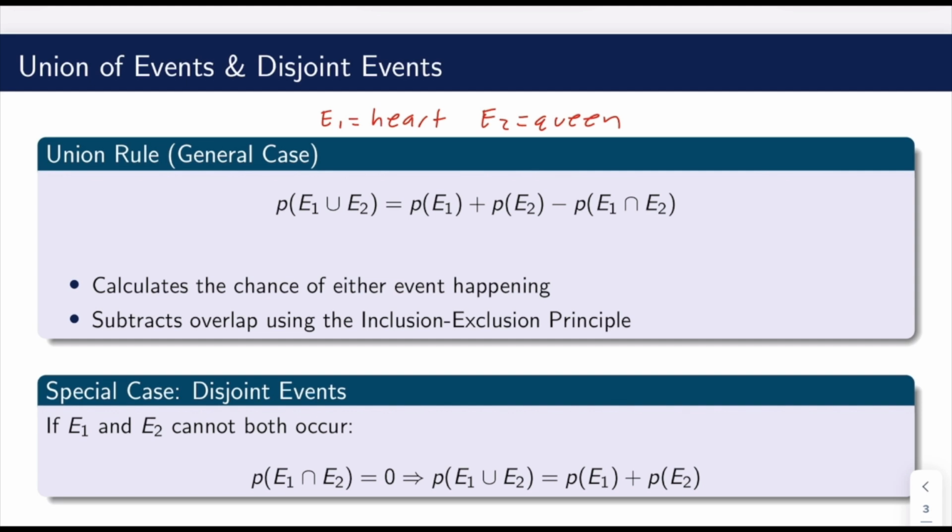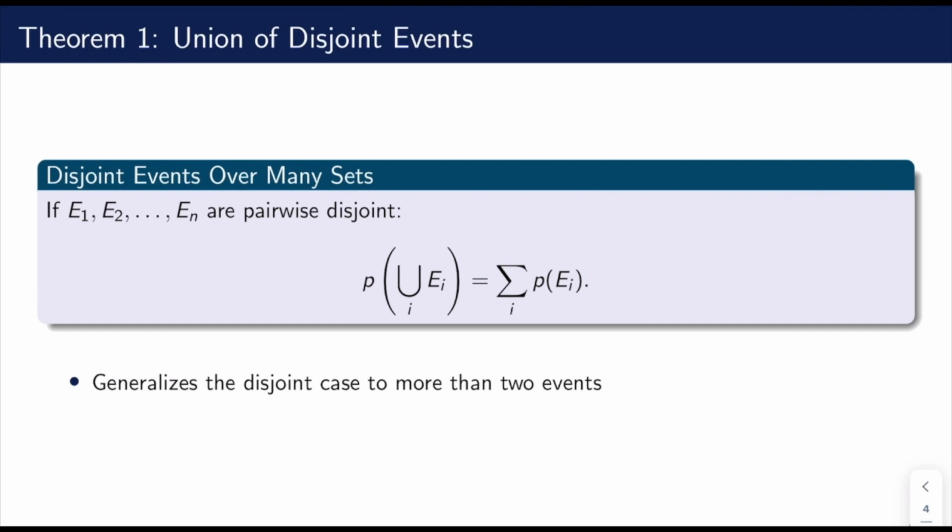Now, if two events don't have an overlap or are disjoint, then we won't have to subtract anything. This formula generalizes it a little bit. If you have a bunch of events that can't all happen at the same time, or in other words, are pairwise disjoint, the total probability is just the sum of their individual probabilities.